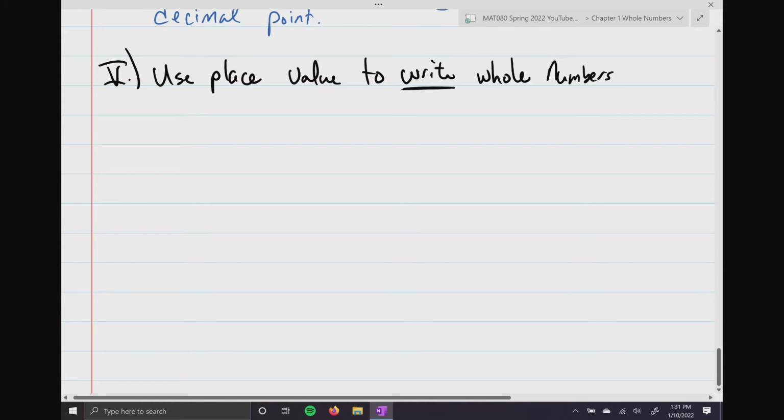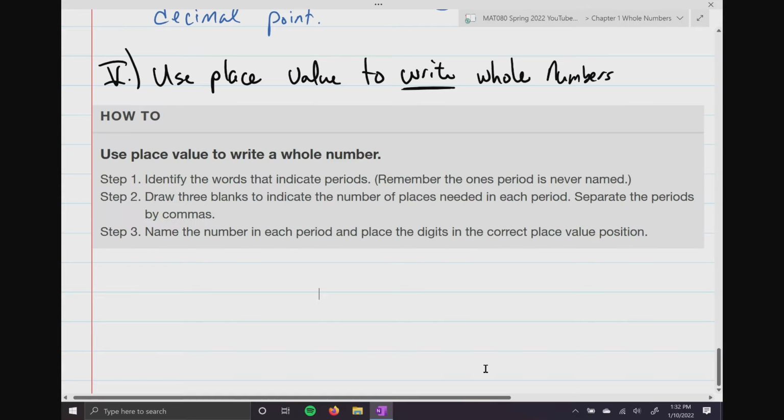All right, so in this part of the lesson, we actually have 3 steps. So let me give you those 3 steps right now. Step 1, we want to identify the words that indicate periods. Remember, the ones period is never named. Step 2, draw 3 little blanks to indicate the number of places needed in each period. We're going to separate them by commas. And then step 3, name the number in each period and place the digits in the correct place value position. So let me show you an example of this.